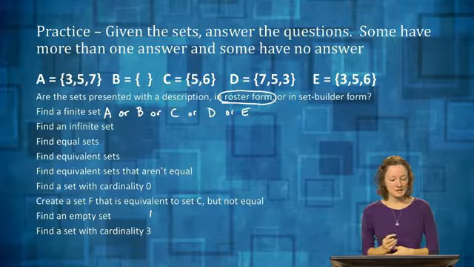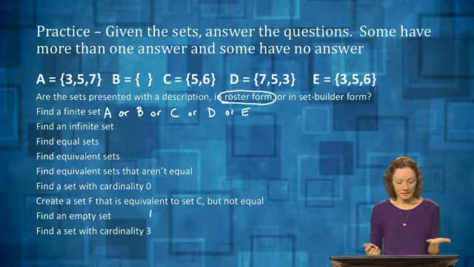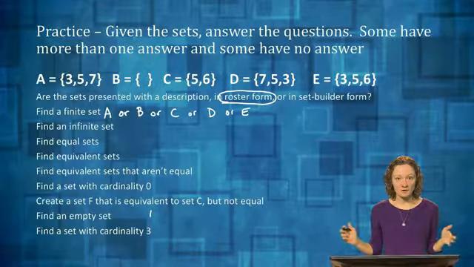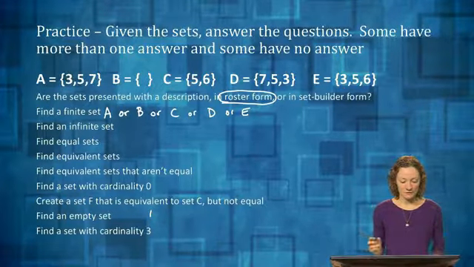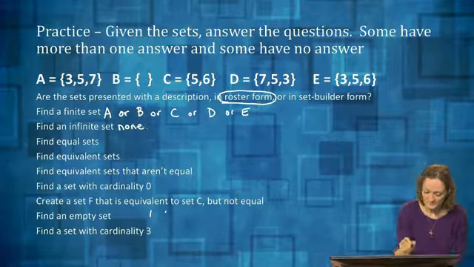Okay, the next one is to find an infinite set. Every set is either finite or infinite, and infinite would mean that it goes on forever. The number of elements goes on forever, and we don't have any of those, so there's no answer here.